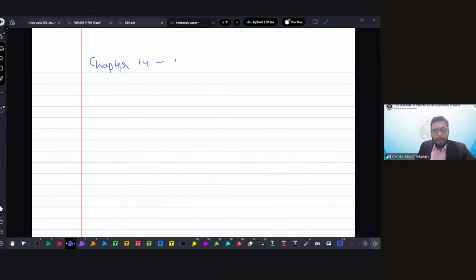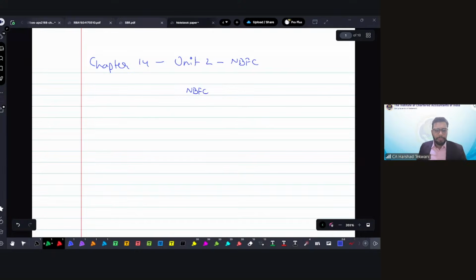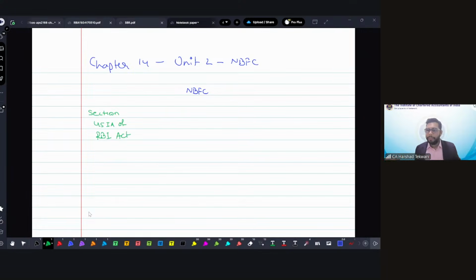Chapter 14, Unit 2, NBFC. Now, when I talk about NBFC, some of you already said it is required to be registered under Section 45-IA of the RBI Act. Okay, great. Yes, 45-IA of the RBI Act.